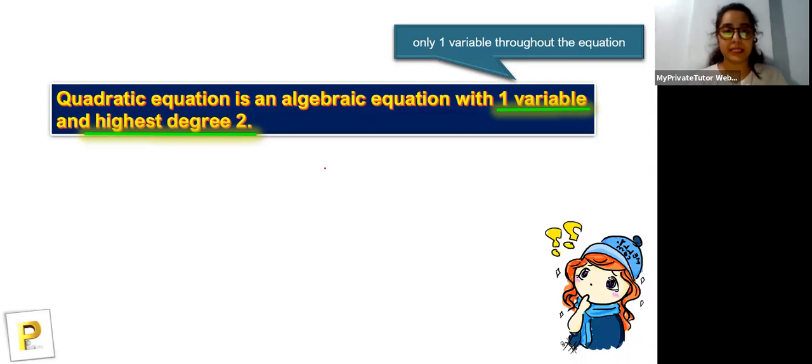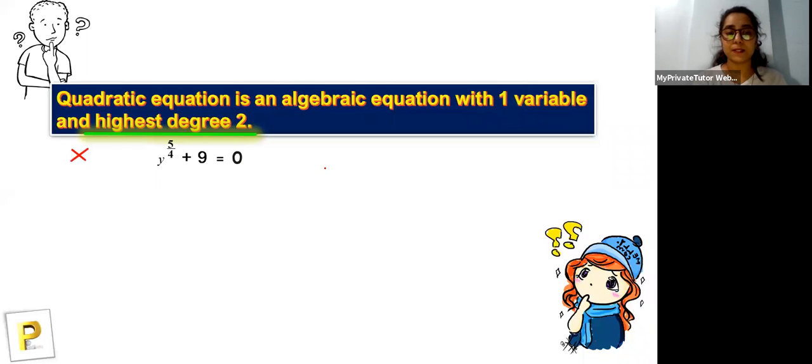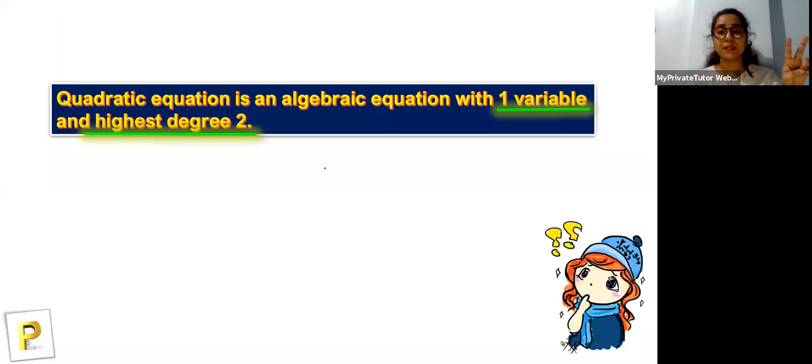Let's learn the next part, that is highest degree 2. I've already told you what a degree is. Degree is the highest power, right? So a quadratic equation should, first thing, be an algebraic equation. The second thing is that it should have a variable, only one variable, not more than that, and the highest degree should be 2. Only 3 conditions you just have to remember: algebraic equation, one variable, and highest degree as 2.